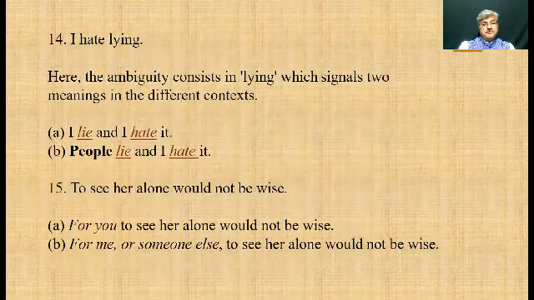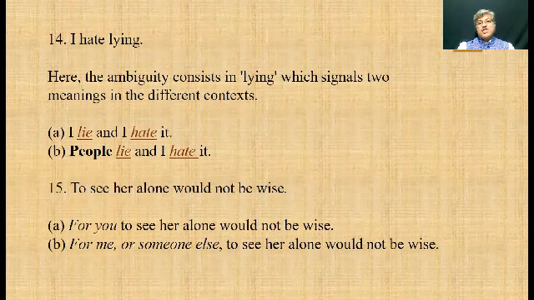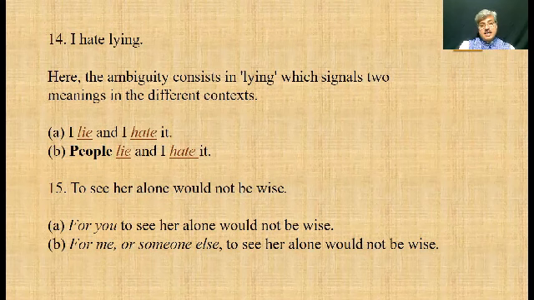I hate lying. Here, the ambiguity consists in lying, which signals two meanings in different contexts. I lie and I hate it. People lie and I hate it. It means in the first example, I lie. When I lie, I hate it because I lied. In the second example, people lie. I hate lying. People lie, so I hate it.